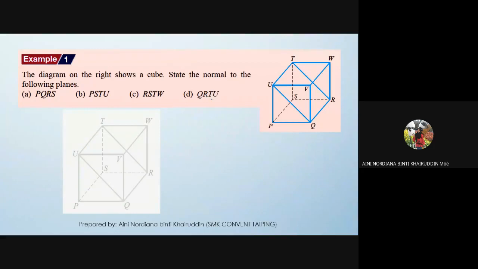Okay, QRTU. So this is the plane. What is the normal to this plane? First one is P, V, and SW. This is the 90 degree. This line is perpendicular to the plane UQRT or QRTU. That is how you identify the normal to the plane.